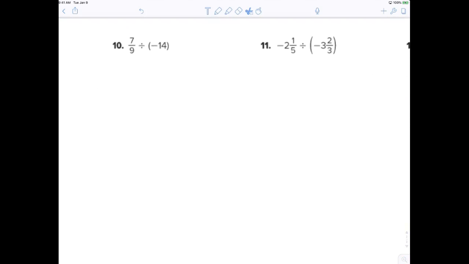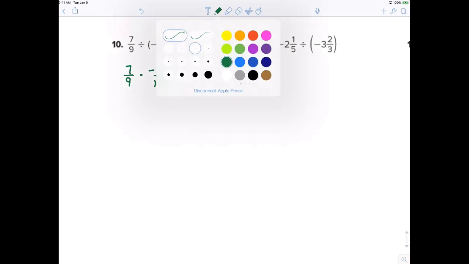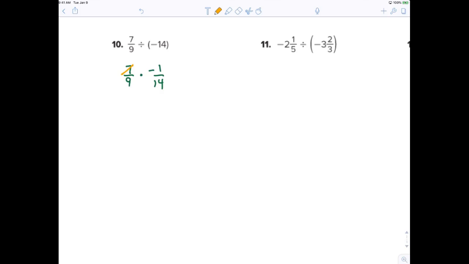Angelina, tell me about number 10, please. It's 7 over 9 times negative 1 over 14. You're awesome. And then you can reduce 7 and 14. Mm-hmm. Cross cancel 7 and 14, and it'll be 1 and 2. Final answer. Negative 1 over 18. You're awesome, girl. Thank you.